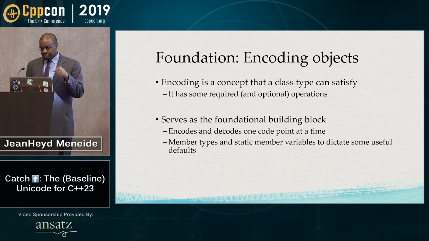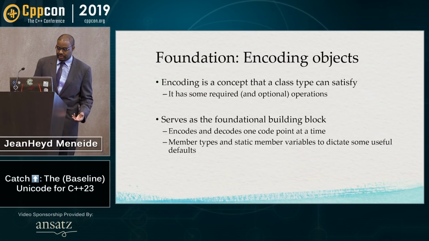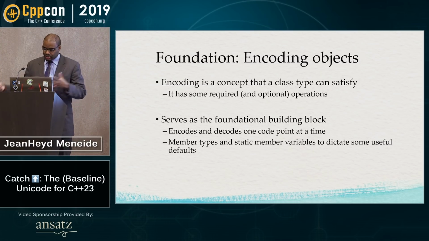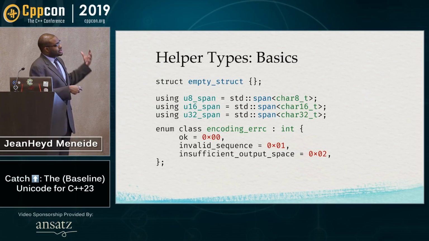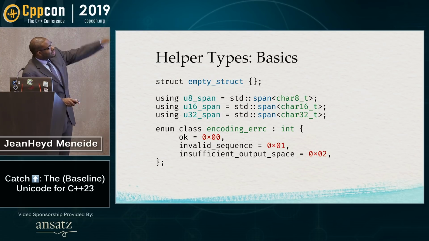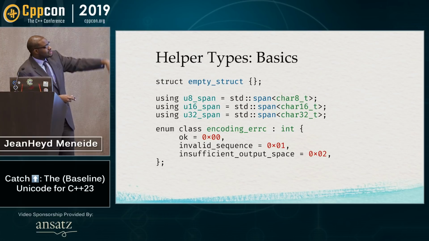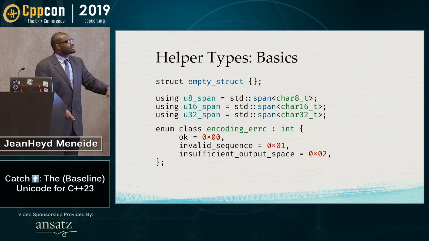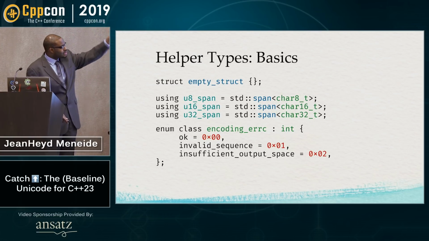And the idea is that these building blocks allow you to have seamless transcoding from one end of an API to another end of the API, or to encode from one encoding to another encoding without having to worry too much about all the inner details. So I'm going to set up a couple examples here where I'm going to use some helper types, right? We have a span of char8_t, a span of char16_t, a span of u32_t. We have this empty struct type that's going to come in handy later.